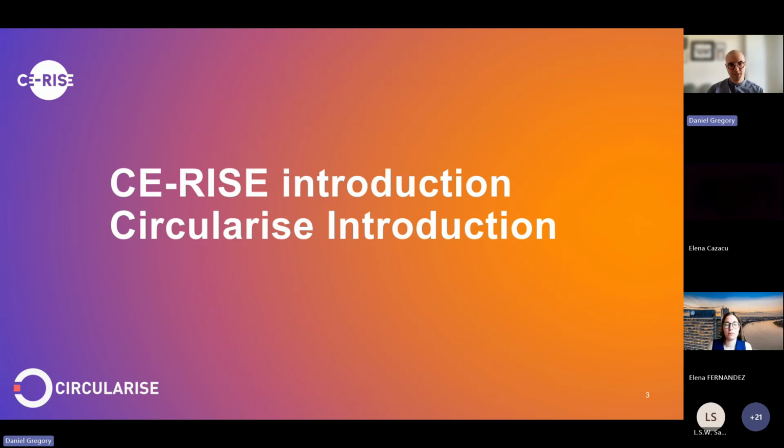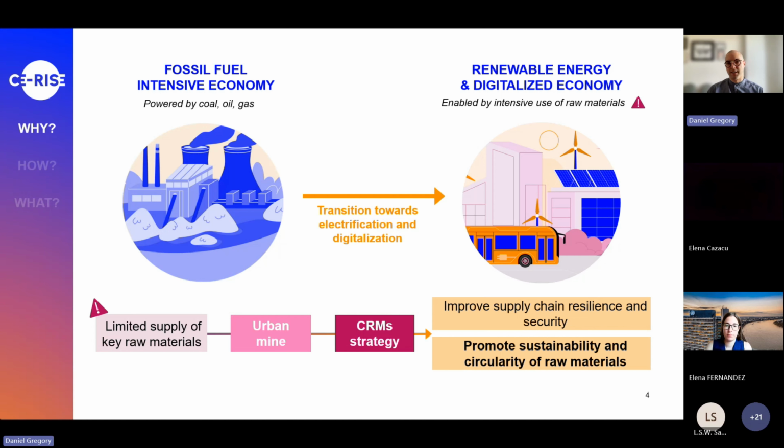To give that general introduction, Circularise is a project funded by Horizon Europe. If you think of the EU as in the process of transitioning from a very linear, fossil fuel intensive economy to one that is more based on renewable energy, more circular, and supported by a lot of digitization, being able to do that requires the use of many critical raw materials, which are generally not readily available in Europe.